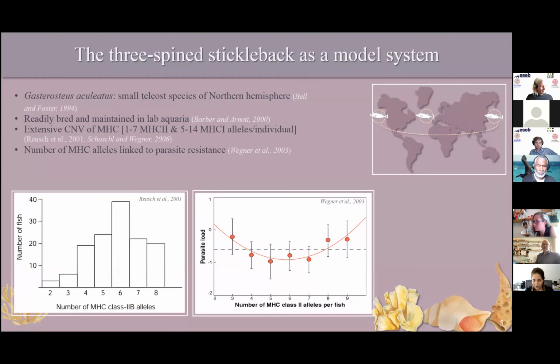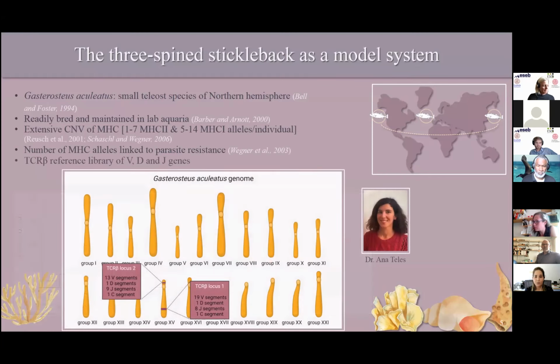Now, what is new is that, thanks to the work of our postdoc in our lab, Dr. Anna Telles, we now also have a TCR beta reference library of V, D, and J genes. As we can see here, this is the genome of the stickleback. In chromosome 15, we have these two different TCR beta loci. Each one has its own V, D, J, and C segments.